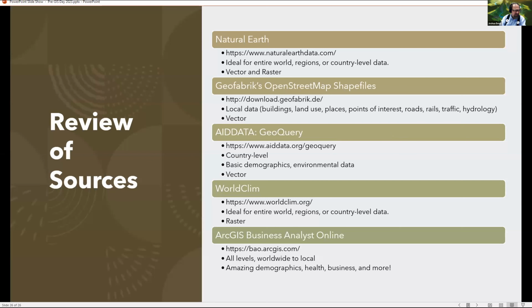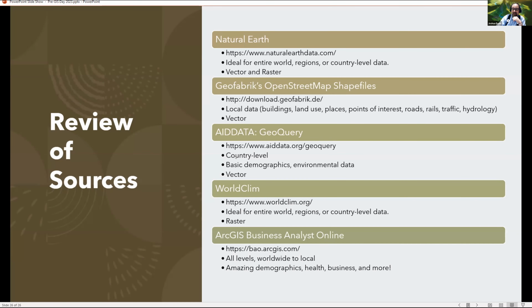So I hope I fit that all within 10 minutes, but this is a review of the sources, right? So Natural Earth, that really is ideal for entire world, regions or country level data. Wouldn't use that for micro analysis. Geofabrik's OpenStreetMap shapefiles is the opposite, right? It's really designed for local data: buildings, land use, places, points of interest, roads, railway lines, even has traffic counts. So it'll give you, at the major intersection, what traffic counts are internationally, and water data, of course.